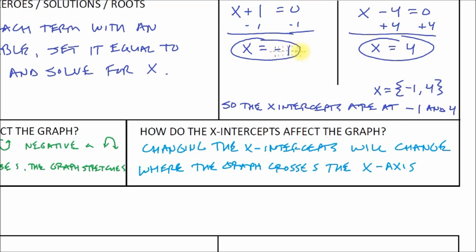When these numbers, -1 and 4, shift around, then the x-intercepts change, and that means the parabola is going to cross the x-axis at different points. So x-intercepts can make it wider or narrower, and can move it around location-wise. So changing the x-intercepts will change where the graph crosses the x-axis.